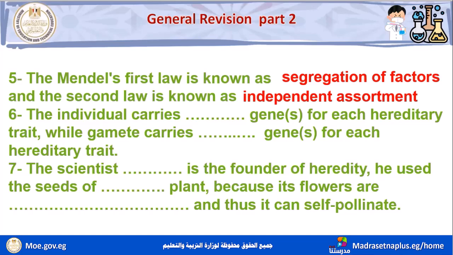Question number 6: The individual carries 2 genes for each hereditary trait, while gametes carry 1 gene for each hereditary trait. The gamete carries 1 gene, while the individual carries 2 genes, from the parent itself.